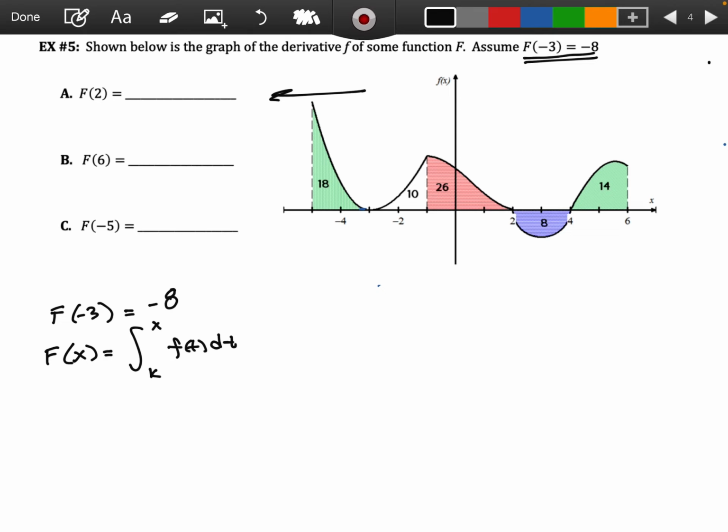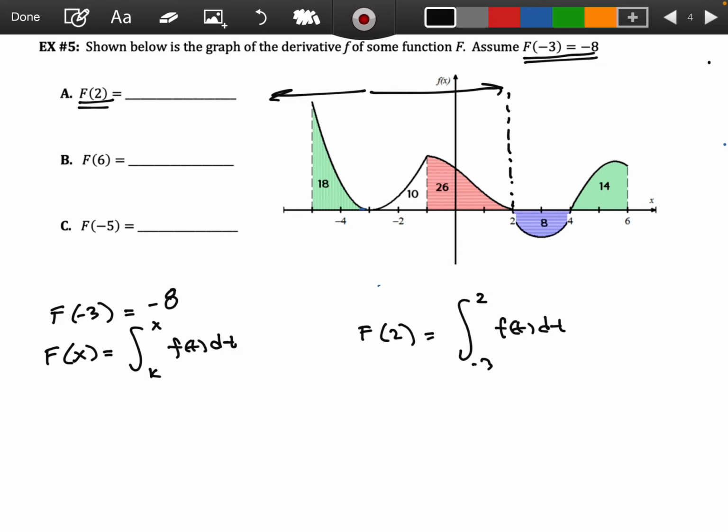So to answer the question, what is capital F of 2? We're trying to get to here. From -3, we're trying to get to 2. To get capital F of 2, we need the integral from -3 to 2. We know that's going to be the area under the curve, but you can't forget the initial amount. You cannot forget everything to the left of that.